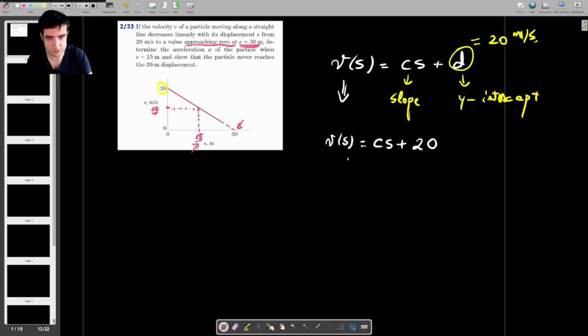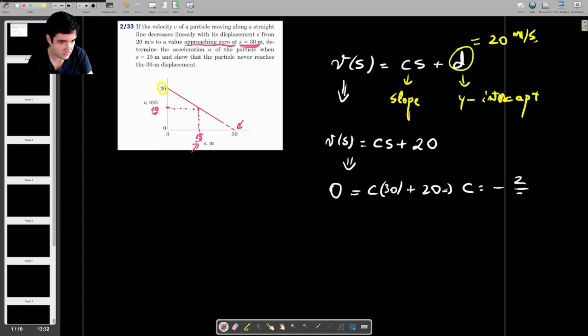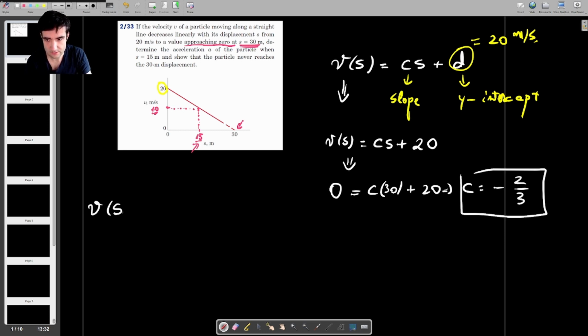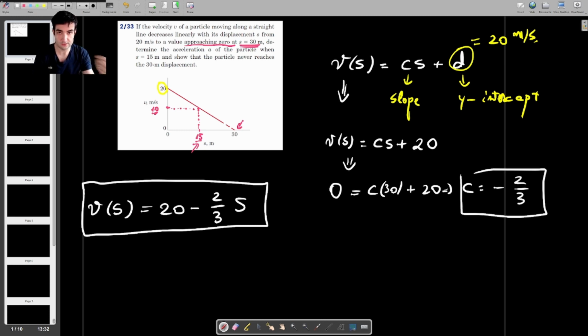And we can also notice that according to this line, when the displacement is 30, the velocity is 0. So we can write this as 0 is equal to c times 30 plus 20, which means that c is going to be equal to minus 2/3. So we can write this velocity as a function of s as 20 minus 2/3 of s. So this is how the velocity changes with displacement.